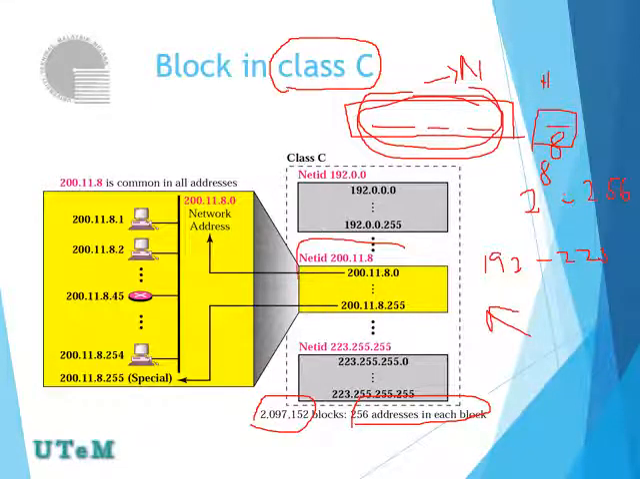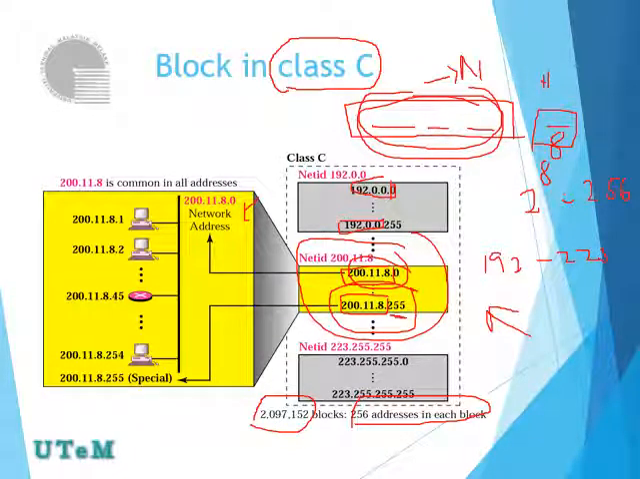Okay, one example, 200.11.8. This is the netid. The netid must be the same so that they are in the same network. This is the first address, the network address. This is the last address. Here the host is a maximum of 255, and these are the valid addresses that can be assigned to hosts.